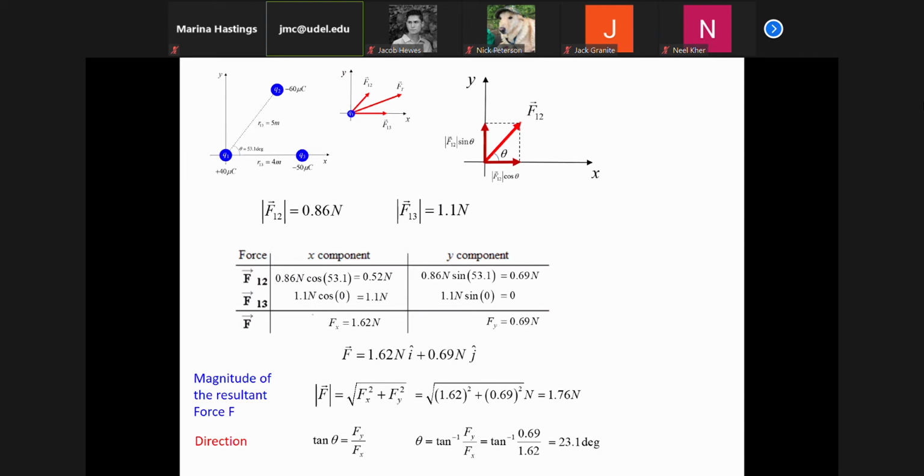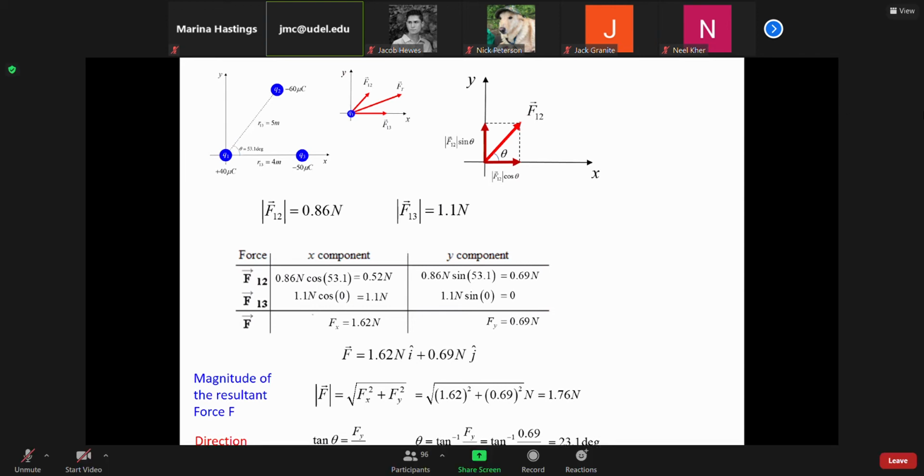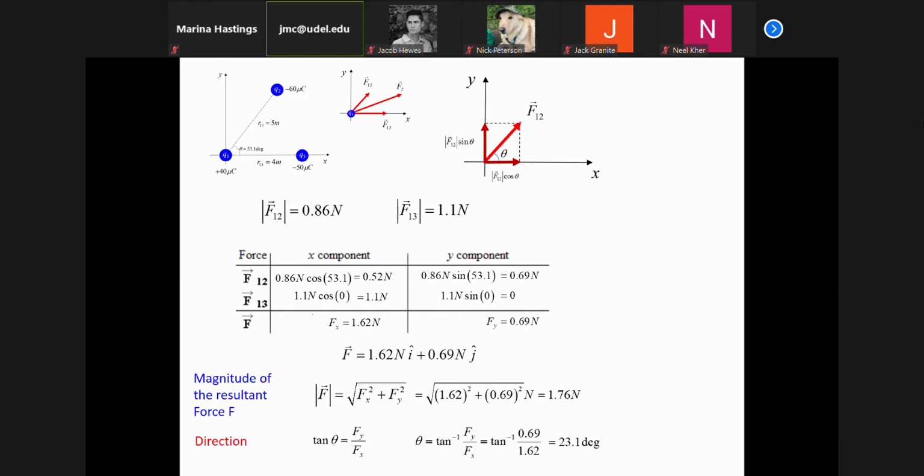So any questions about that? Certainly should expect a problem similar to this on the exam. And I'll make sure that the charges will have numbers associated with them. All right, no more questions.